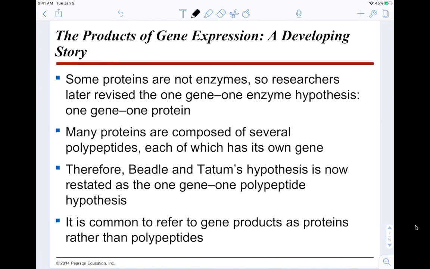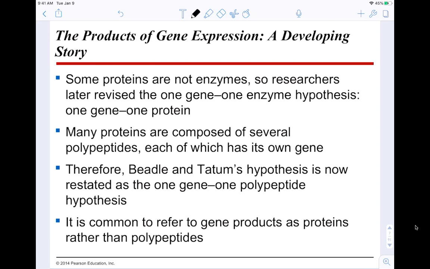Okay, so we're going to go through the products of gene expression. Some proteins are not enzymes. We know that in freshman biology, that's what they teach you, that all enzymes are proteins. Well, proteins have a whole bunch of different jobs, and enzyme is just one of those jobs. So some proteins are not enzymes.